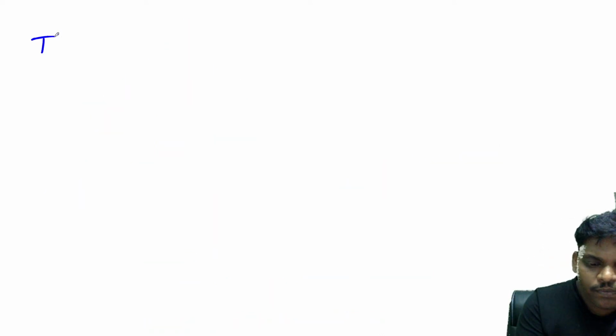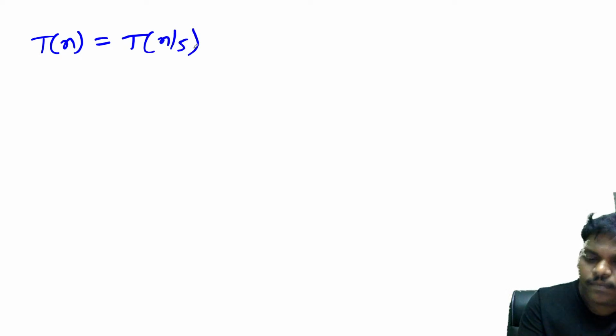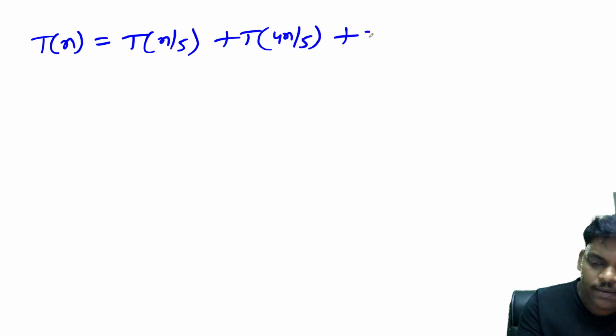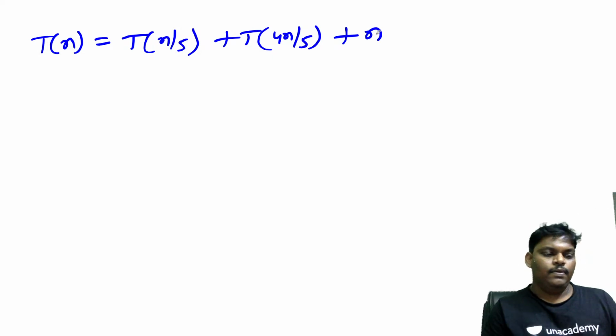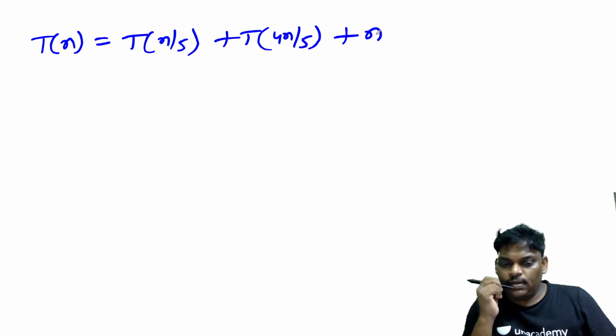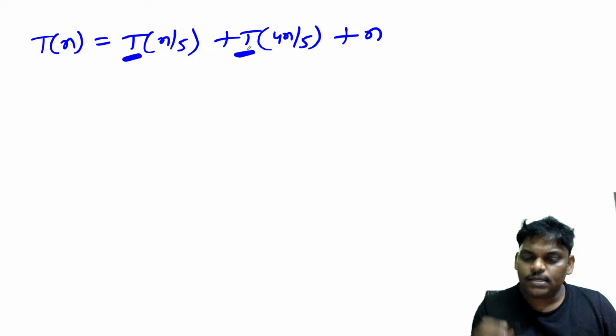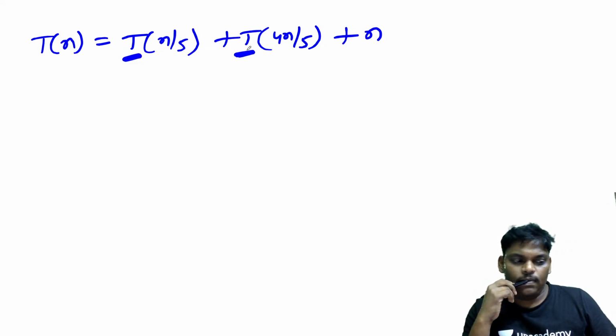Right, now go to one more. T(n) is equal to T(n/5) plus T(4n/5) plus n. How to solve this problem? Because this recurrence relation contains more than one recursive call, we have to go to the recursion tree method.